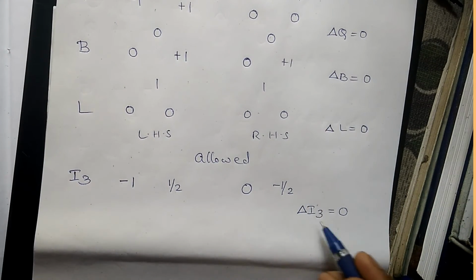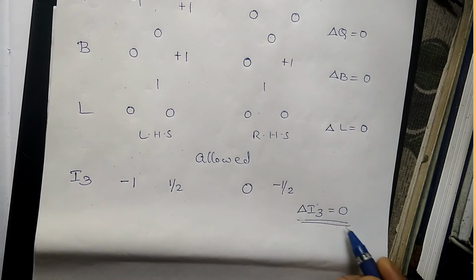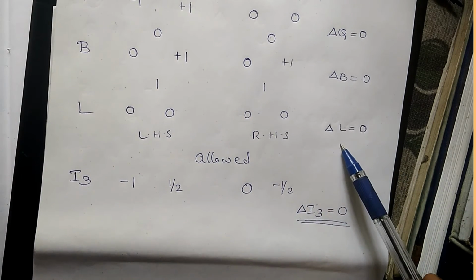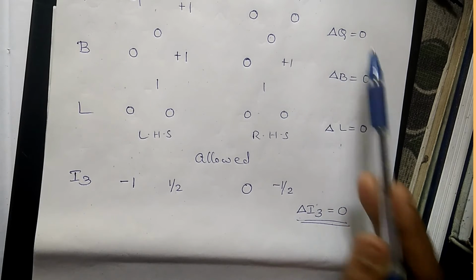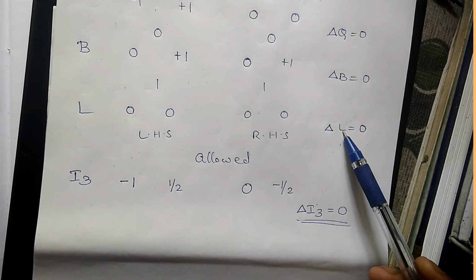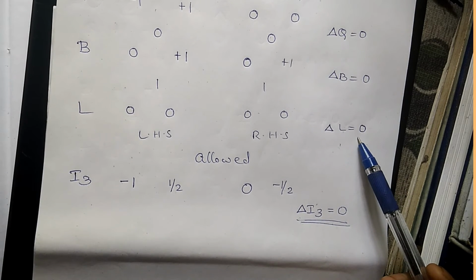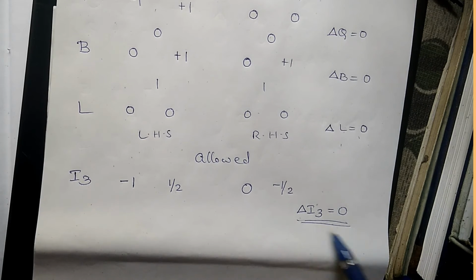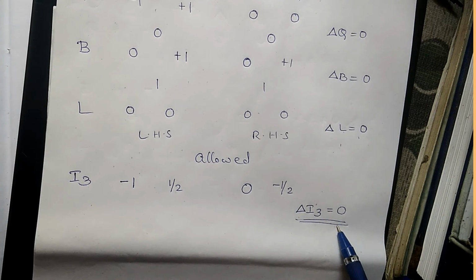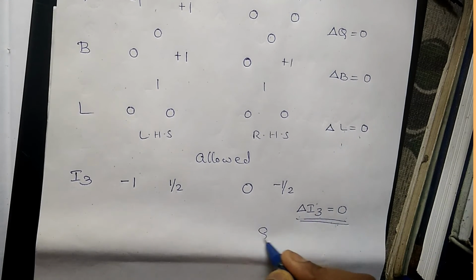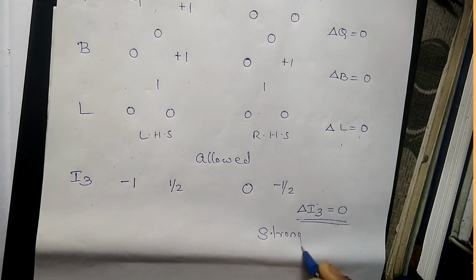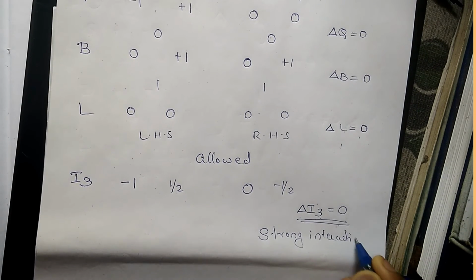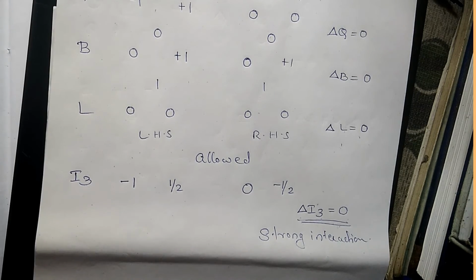We have to calculate I3 only when all the other numbers, that is the charge, baryon number and lepton number, are conserved. Then we check whether it is allowed in weak interaction or strong interaction. If delta I3 is equal to 0, it is allowed in strong interaction. If it is not equal to 0, it is not allowed in strong interaction.